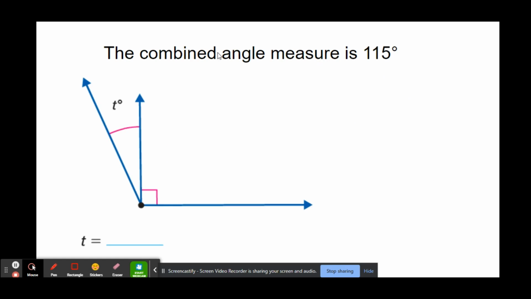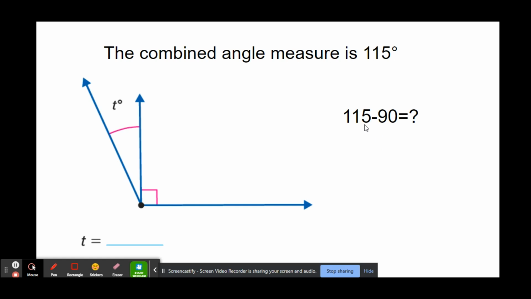Next, the combined angle measurement here is 115, so that means that this angle plus this angle would give us 115. Notice there's no number here, but we do have a clue. What does this tell us? This is just a sign to tell us that this right here is a right angle. So think back, what measurement does a right angle have? It's 90 degrees, right? So to figure out t, we would do the subtraction here, 115 minus 90. So go ahead and do that. And what did you get?